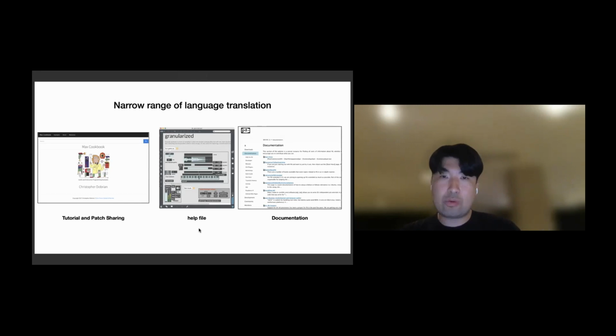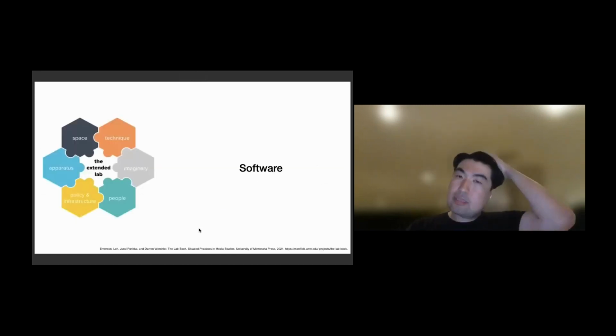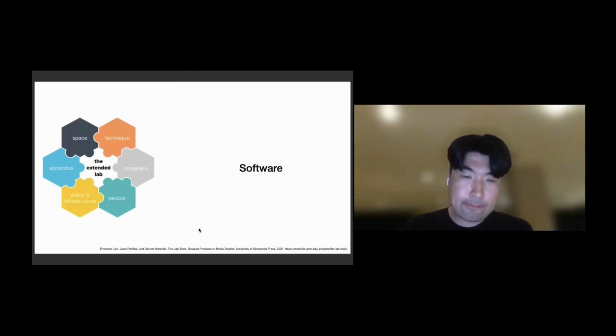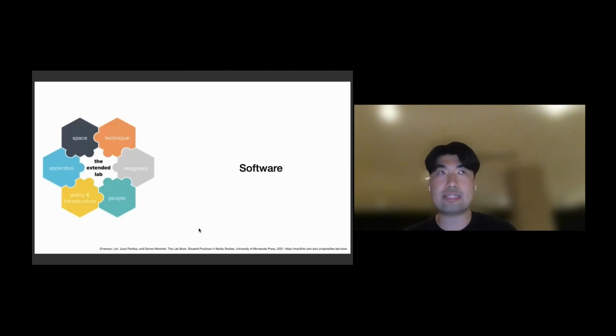And I just wanted to give a quick note about this before I proceed. Now, through this case study of Max, I'm not trying to say that Max is the only software among the creative coding environments that has this function, that has these characteristics as a lab. What I want to say is that this case study provides a way of viewing software as an extended lab, or as a means or dynamics of knowledge production and aesthetic implementation.